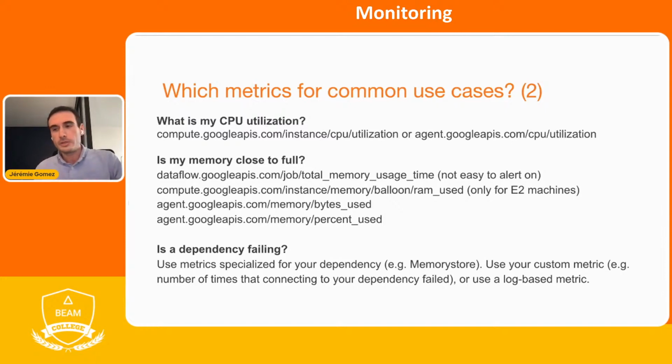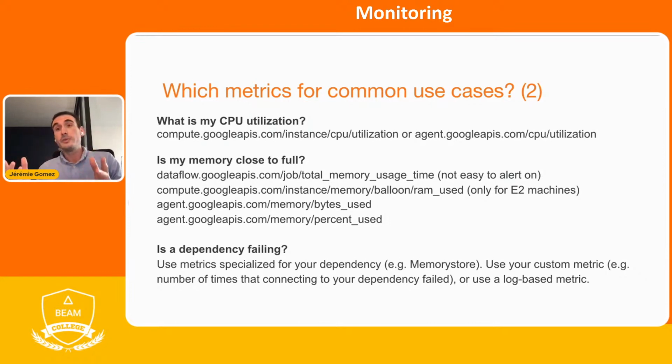The last one I would talk about is, is a dependency failing? Let's say usually you have external dependencies in the job. Let's say you're using a cache like Redis on Memorystore, for instance. The first thing you could do is just use metrics that are not Dataflow metrics. Use metrics that are specialized for your dependency, like Memorystore has lots of metrics that you can use. But there are also other solutions. You could use a custom metric. So in your code, every time you connect to your dependency, if it fails, you could increment a counter, and you could easily alert on that.